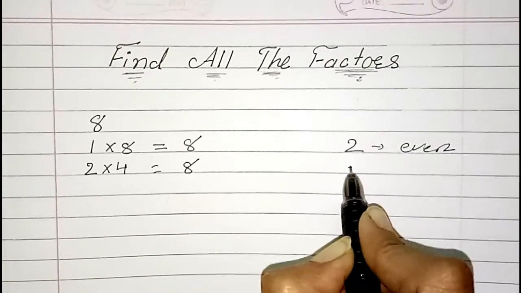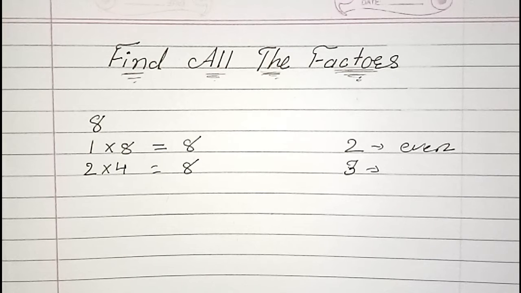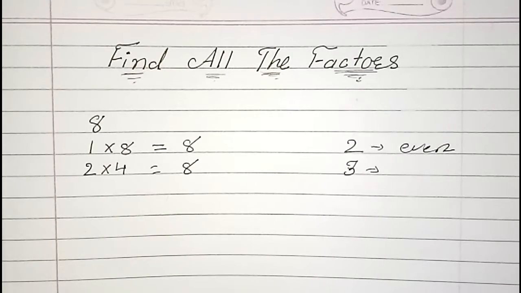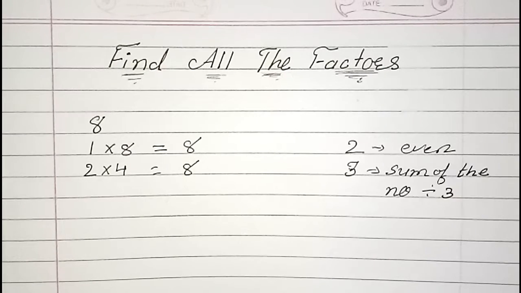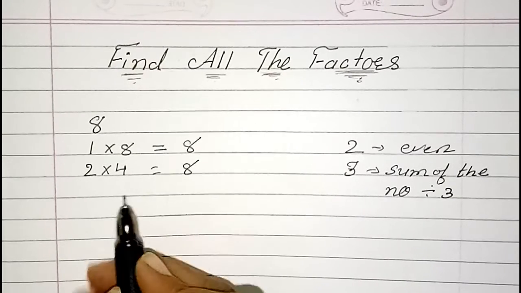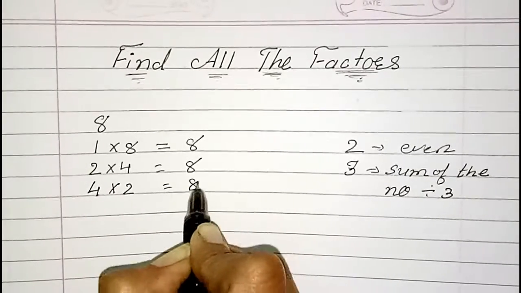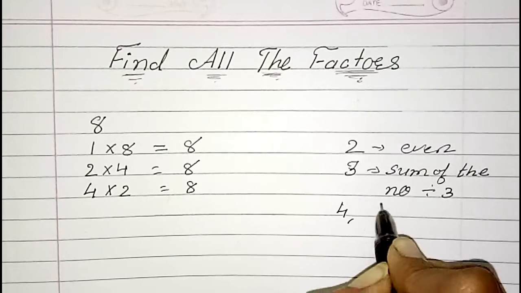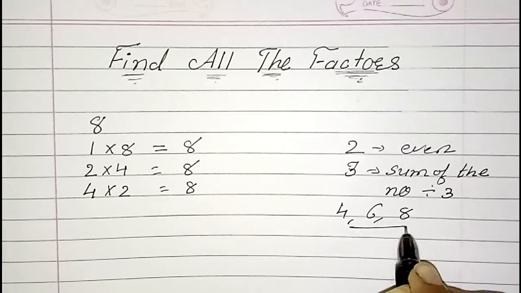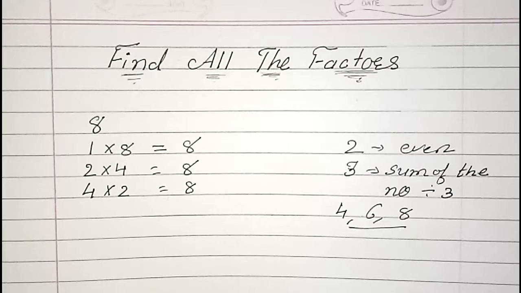Now 3. For 3's divisibility, the sum of the digits should be divisible by 3. Here we have 8, which is an even number, but 8 cannot be divided by 3. Now let's take 4. In 4's table, yes, 4 twos are 8. 4, 6 and 8, these three numbers can divide 8.